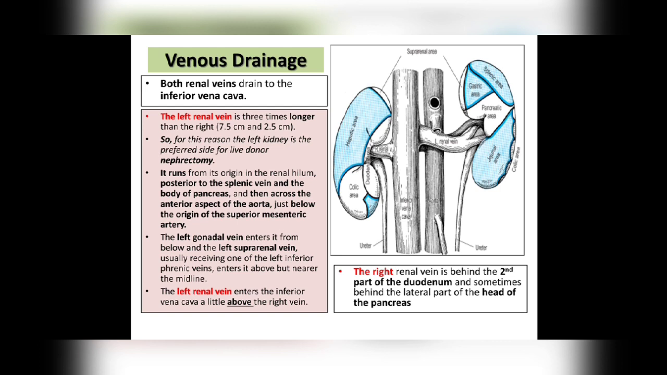It runs from its origin in the renal hilum, posterior to the splenic vein and the body of the pancreas, and then across the anterior aspect of the aorta, just below the origin of the superior mesenteric artery. The left gonadal vein enters it from below, and the left suprarenal vein, usually receiving one of the left inferior phrenic veins, enters it above but near the midline. The left renal vein enters the inferior vena cava a little above the right vein.